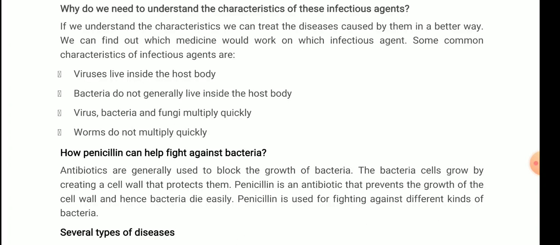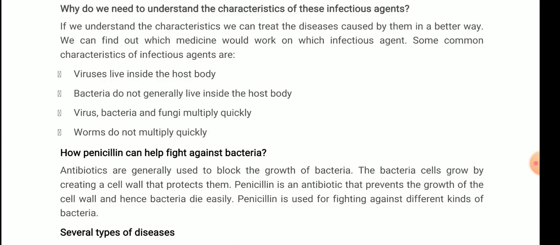You might have seen whenever you go to a doctor, for example, the last time you went and told the doctor that you had fever, then he gave you some medicines. And the next time you told him fever, but now he asked the reason and you told a different reason, then he might give you some different pills. Why? Because after finding the characteristics, he can know what is the cause of the disease. So he can find out the medicine which will be most suitable for that infectious agent.